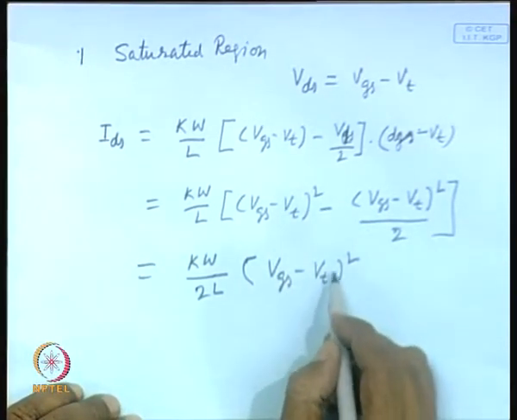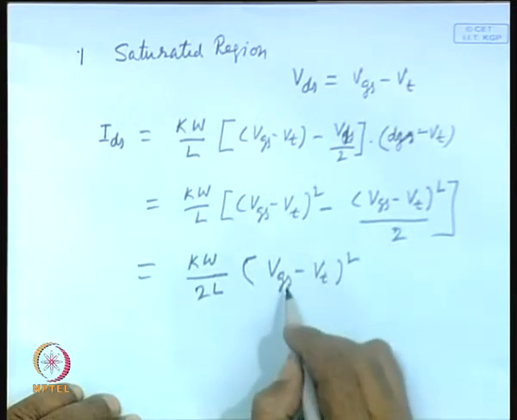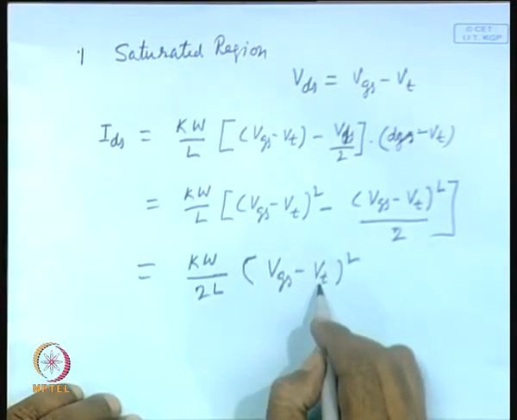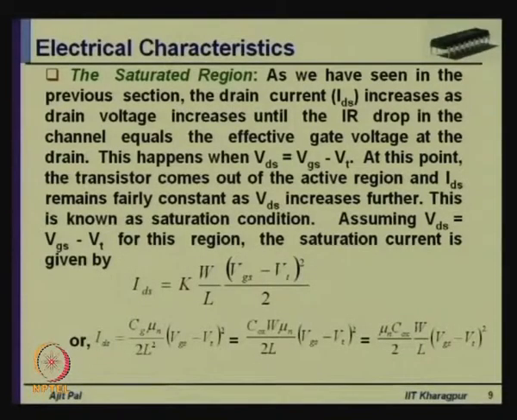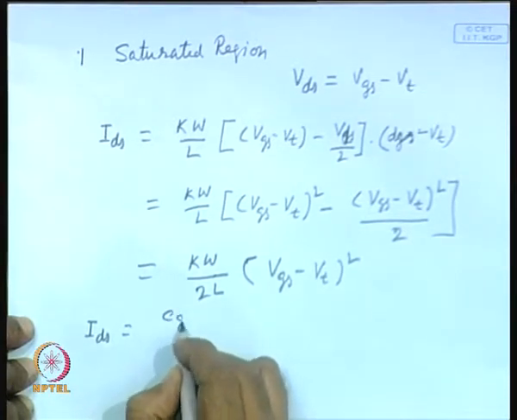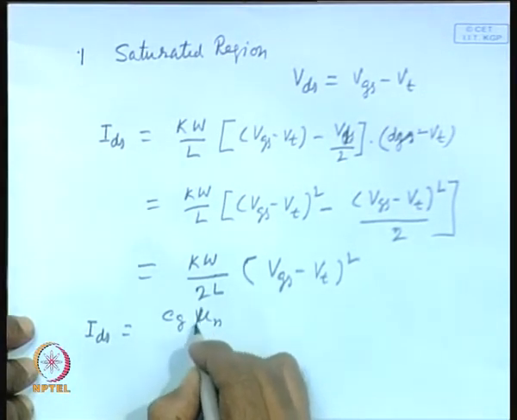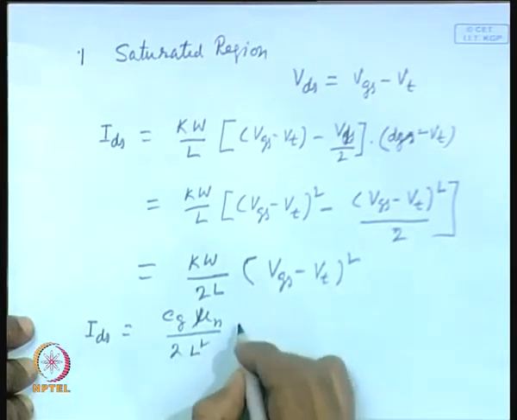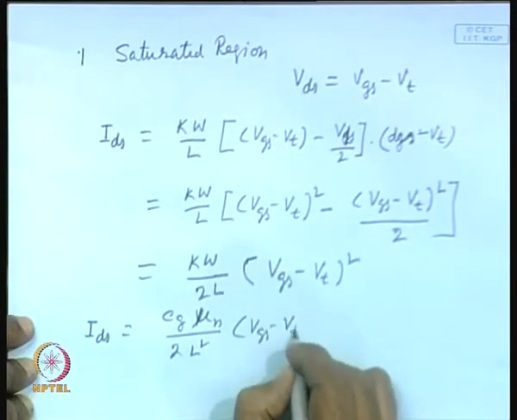But there is a square law dependence on VGS minus VT. That means this saturation current will increase at the square law as the gate voltage is increased. So, that is proportional to VGS minus VT square. So, this is the expression for drain current, and also you can express it in terms of the capacitance, that will be equal to Cg mu n by 2 L square into VGS minus VT square.